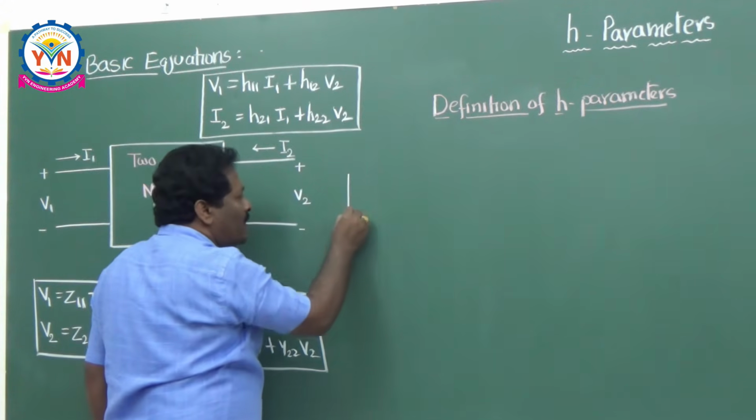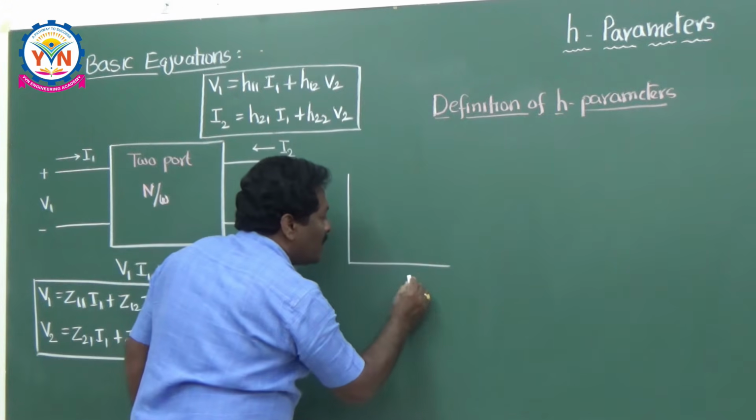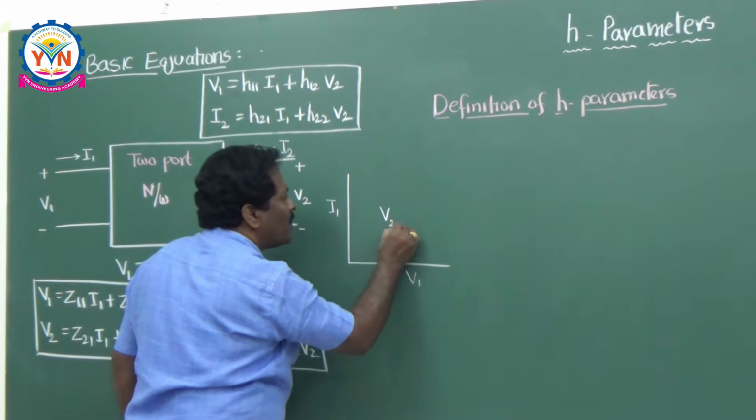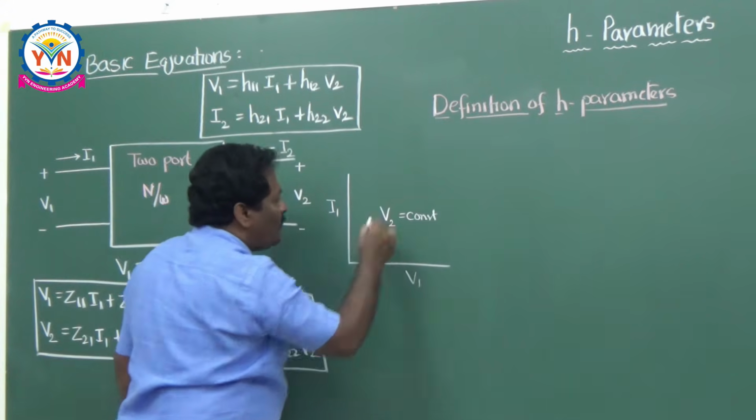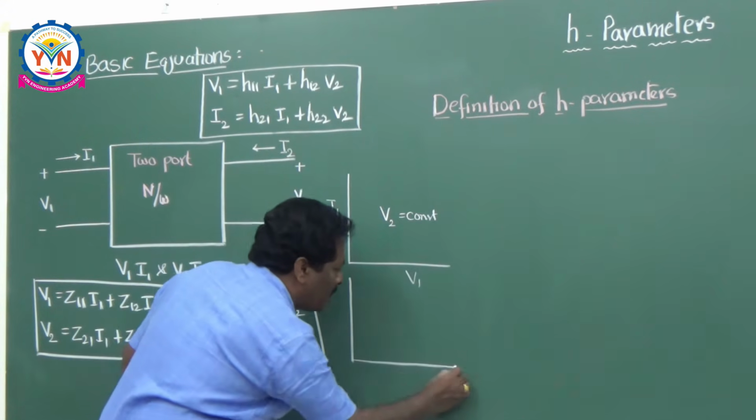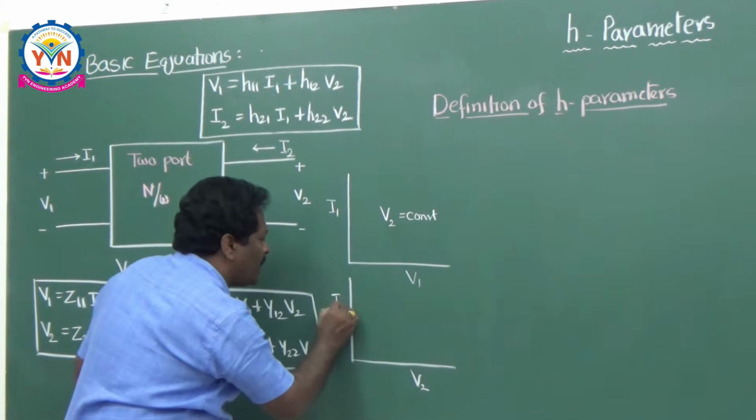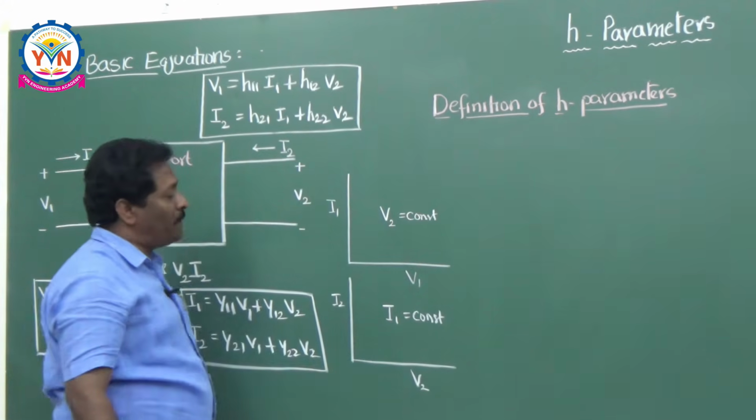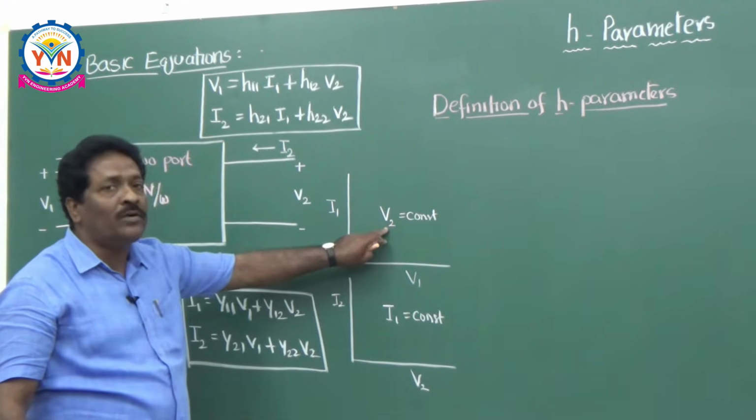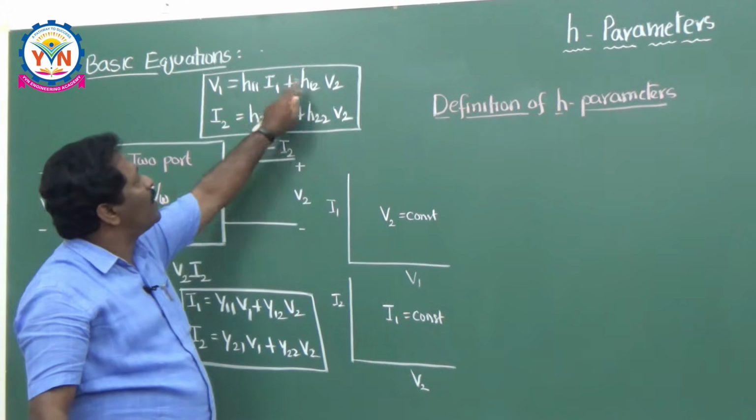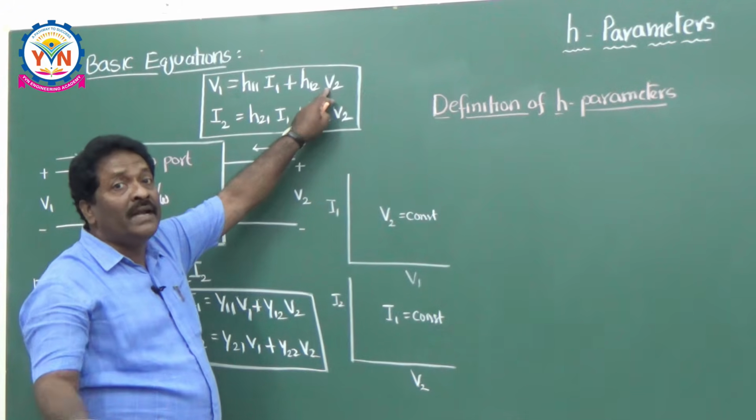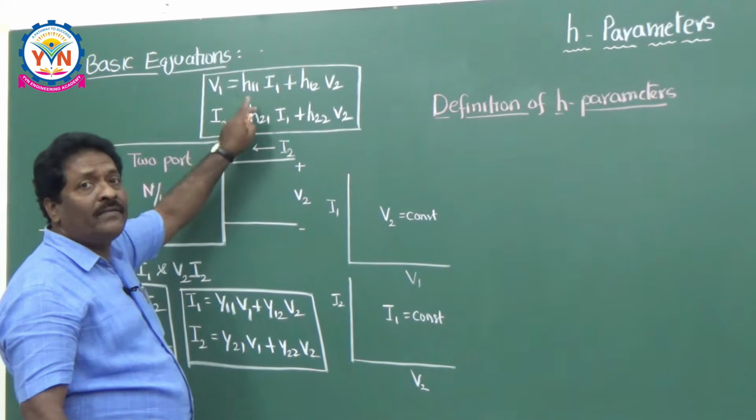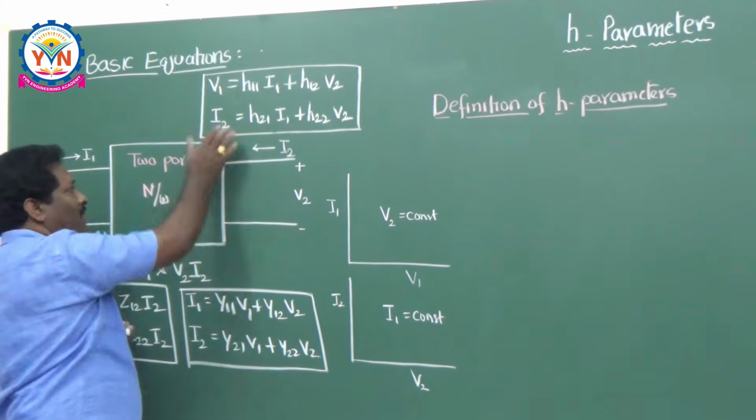Whenever you are drawing the input characteristics, you are drawing the graph between input voltage versus input current, keeping output voltage constant. Exactly for the output characteristics, the graph is in between output voltage versus output current, keeping input voltage constant. That means they are actually depending on the input current and output voltage. That is the reason input current and output voltages are independent variables, whereas input voltage and output current are dependent variables. So these are the basic equations of the H parameters.